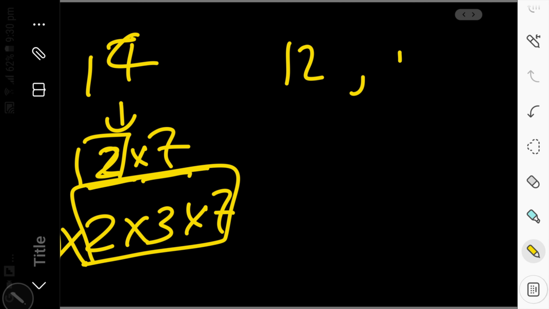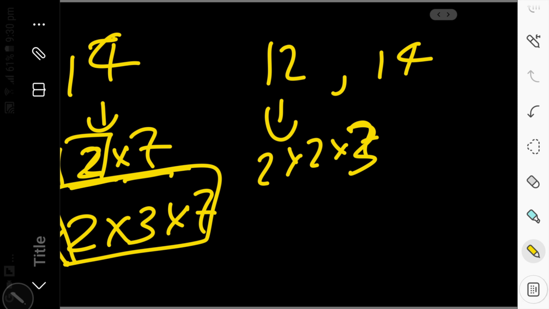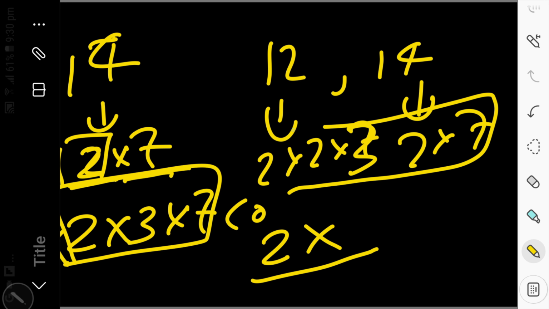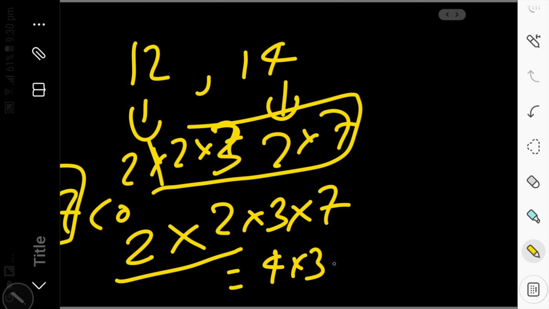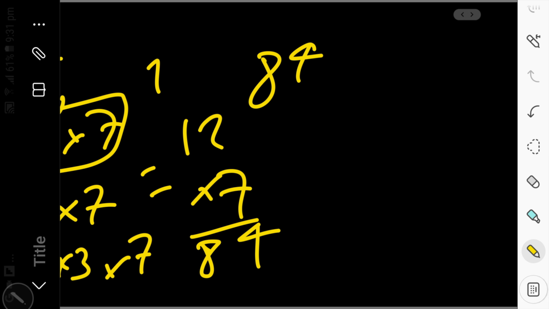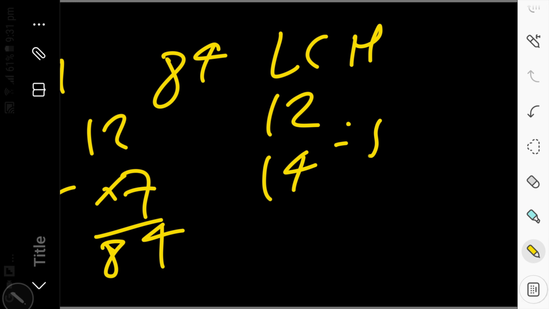I will tell you in a summary again. We break down 12 into 2 into 2 into 3, then break down 14 into 2 into 7. Then we find the common, which is 2. Then multiply with whatever is remaining, 2 into 3 into 7, which will give us 4 into 3 into 7, which will give us 84. So the least common multiple of 12 and 14 is 84.